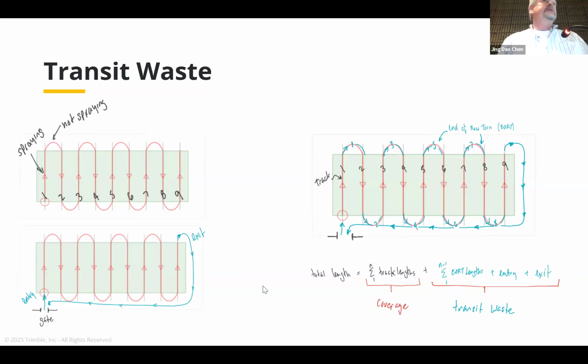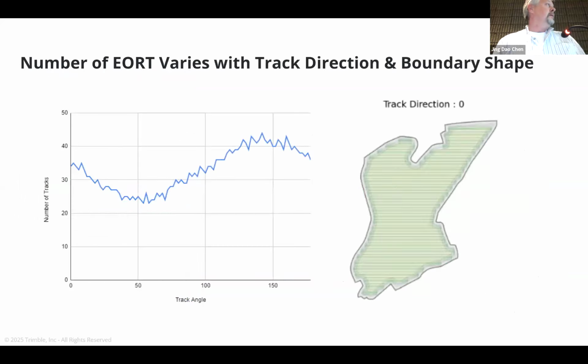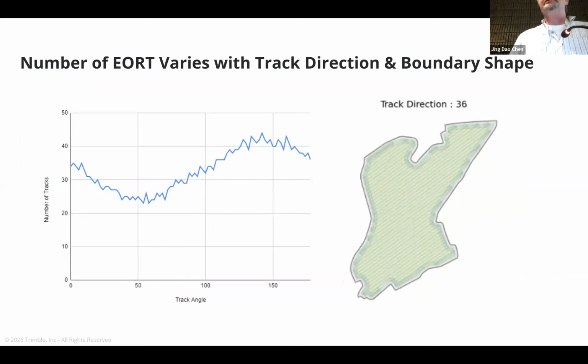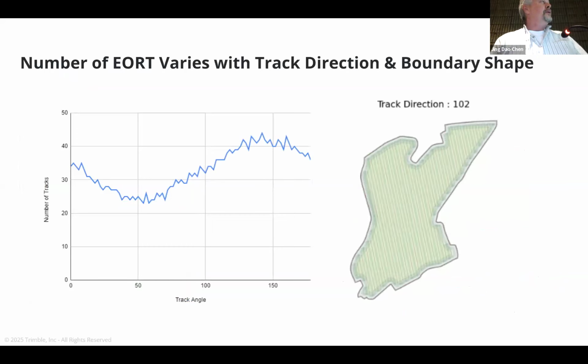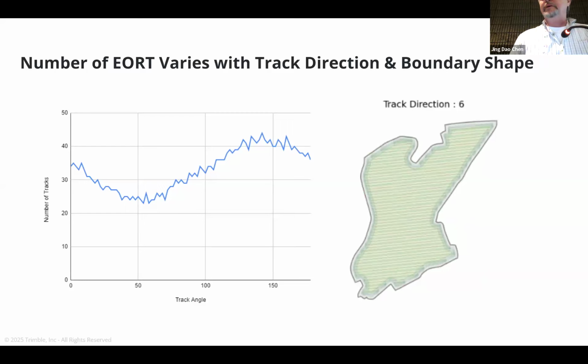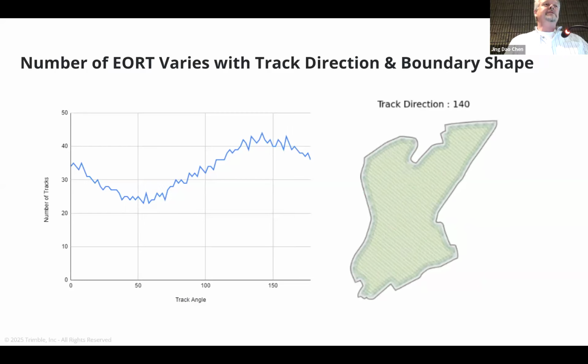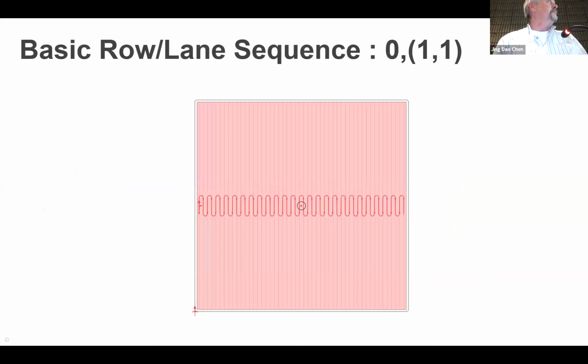If you look at total length, it's a summation of your coverage where your implement is actually doing useful work, and the overhead, which is your transit waste. If you're going to also consider end-of-row turns and notice that the end-of-row turn is a source of transit waste, one source, you'll notice that the track direction and the boundary shape will influence the number of end-of-row turns that you have. So if you have an opportunity to optimize the directionality of your rows in your work area, you can actually limit the number of end-of-row turns and find a minimum there. That was one strategy for you to reduce your transit waste.